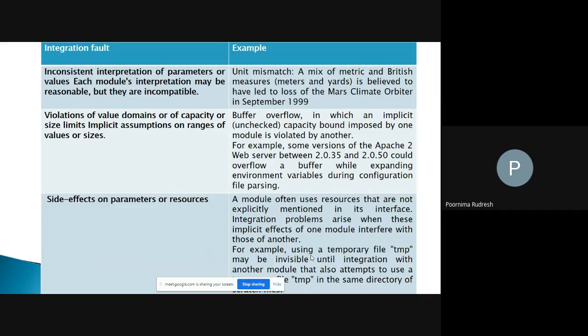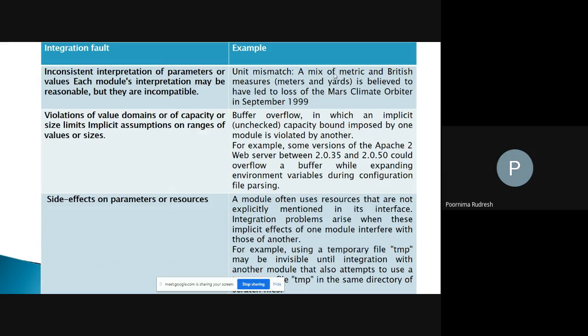So next we'll see the different integration faults and examples for them. The first one is the inconsistent interpretation of parameters or values. Each module's interpretation may be reasonable but they are incompatible. The example for this is the unit mismatch, a mix of metric and British measures. For example, in India we normally use meters, kilometers, etc., right? But in the British measurements, they are using yards.